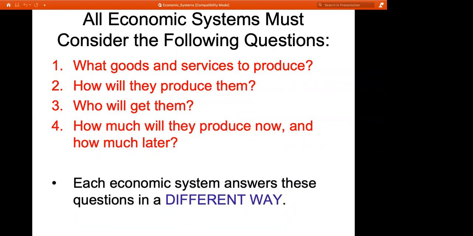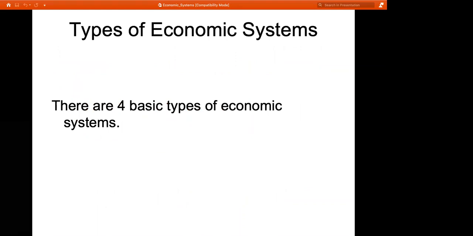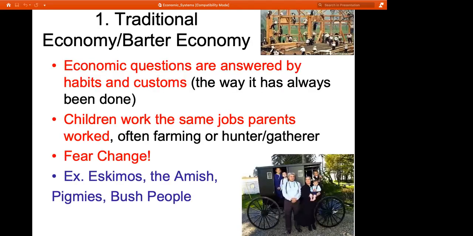Each economic system answers these questions in a different way. That is why we have mainly three different economic systems in the present-day world. And prior to this, we had a traditional economy or barter economy.